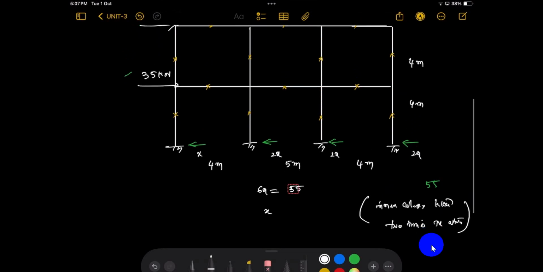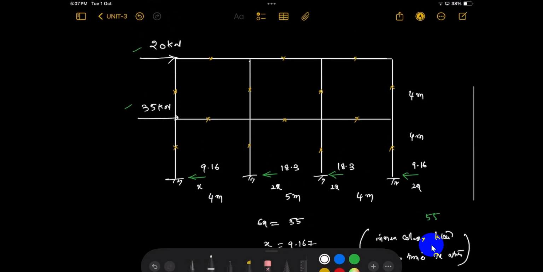So each unit is 55 by 6. How much is it? 55 divided by 6 is 9.167. You can call it 9.17. So this is 9.16, this is 8.3, this is 8.3, this is 9.16. Okay. Now the same logic applies to the top story.